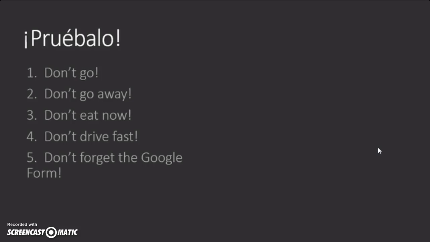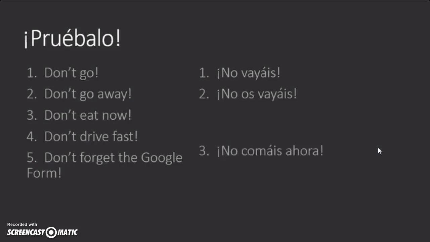All right, so when you come back, it says don't go. Number 1 would be no vayáis. Remember subjunctive is vaya, so there's the vosotros form. Don't go away, just make it reflexive. No os vayáis, no attaching because it's negative. Don't eat now would be no comáis ahora. So there's your subjunctive form of the verb, opposite vowel.